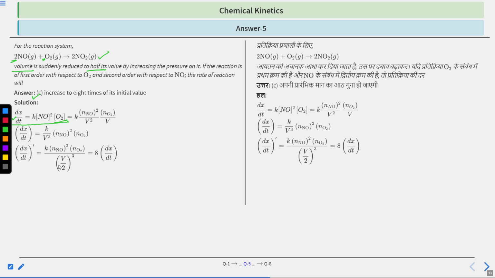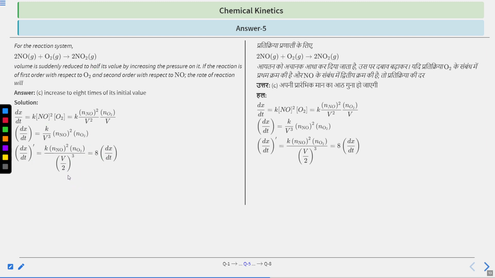And as it is in the denominator here, it will come to the numerator, in the multiple. So it is equal to 8 times of dx by dt, because dx by dt is this much. So if we take 8 out, the rest is nothing but dx by dt. Right? So we can write it as 8 times dx by dt. So you can see clearly that the new rate increases to 8 times the initial value of the rate. And thus C option is the correct answer.